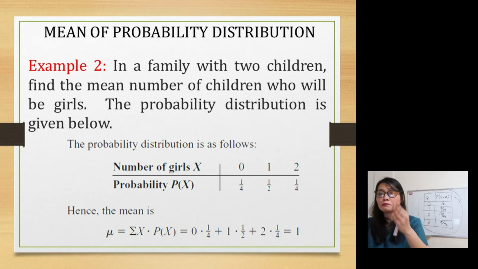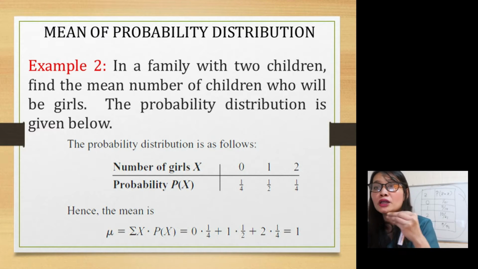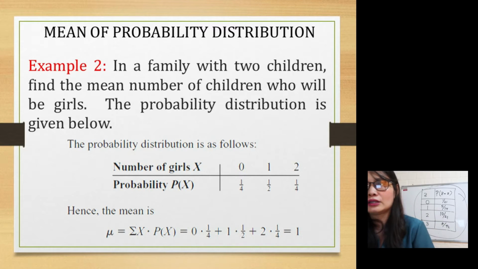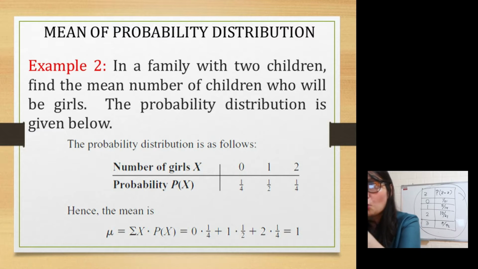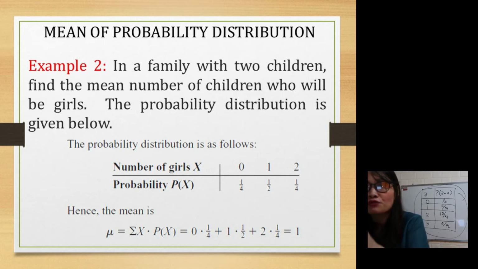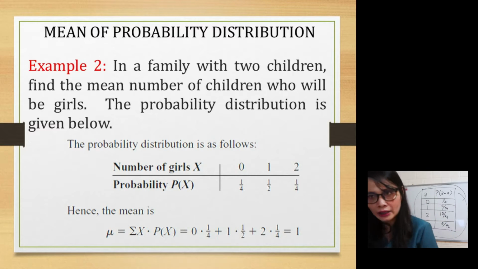Next, the second problem. In a family with 2 children, find the mean number of children who will be girls. The probability distribution is given below. Number of girls: 0, 1, 2, and the probabilities are 1 over 4, 1 half, and 1 over 4. The question is, why is the number of girls only 0 up to 2? What's the reason behind that? Can anyone give me the reason?